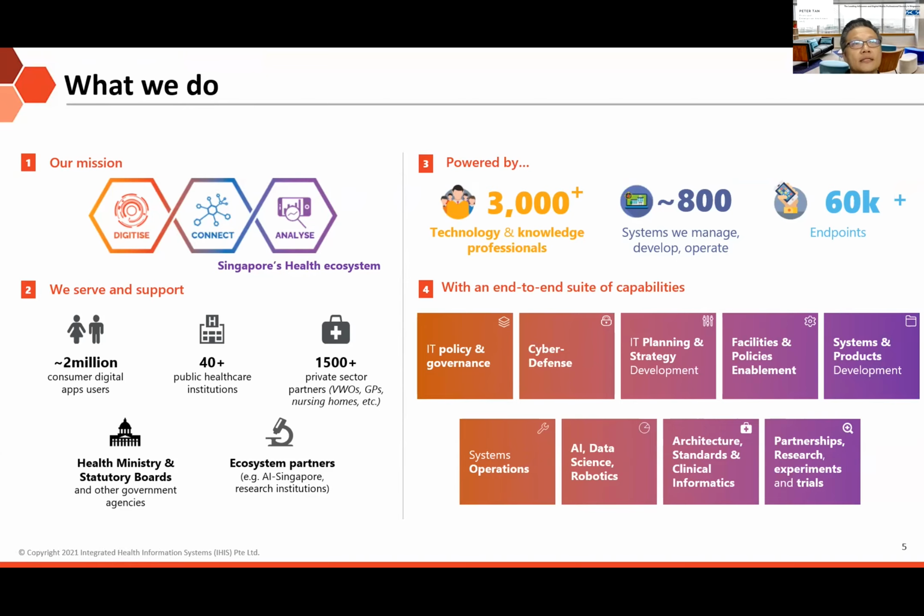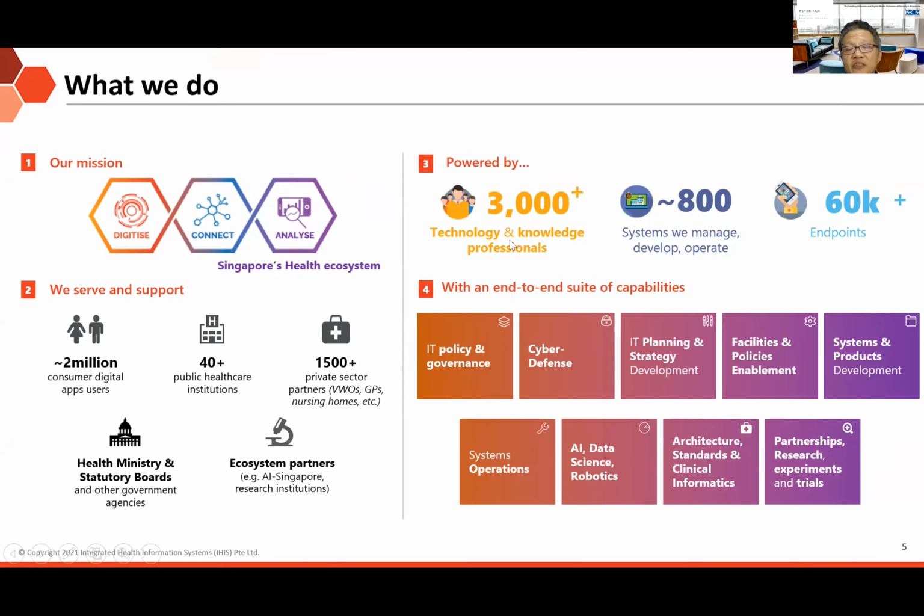The most common one you'll see would be Health Hub. And by the way, do download the app, install the app on your phone. We are rolling out more and more stuff on Health Hub, some of them COVID-related things, so you'll find that useful as well. And we also support beyond just the public healthcare sector, some of our partner organizations, whether it's solutions that reach out to private hospitals and VWOs.